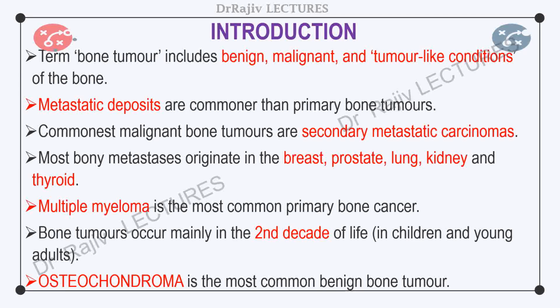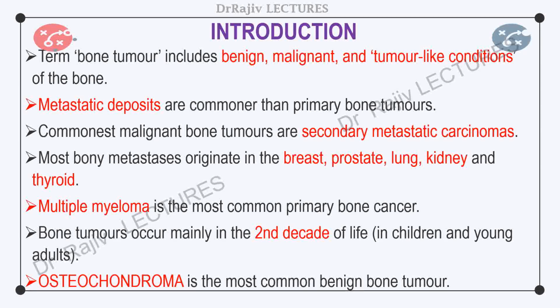The most common malignant bone tumors are secondary metastatic carcinomas. They mostly involve the long bones of the extremities. The most common bony metastases originate in the breast, prostate, lung, kidney, and thyroid. Hematopoietic tumors like multiple myeloma may also arise in the bone.